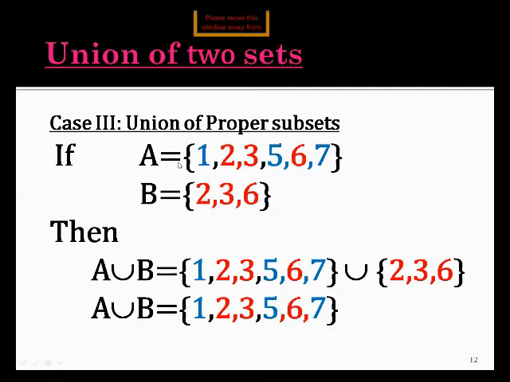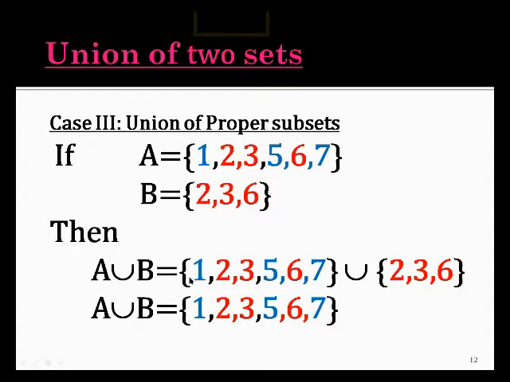As you see, set A has the elements 1, 2, 3, 5, 6 and 7, and set B has the elements 2, 3 and 6. As you see, 2, 3 and 6 are present in set A, but not the complete set. So B is called the proper subset of set A. Then here we find the union between a superset and a subset.